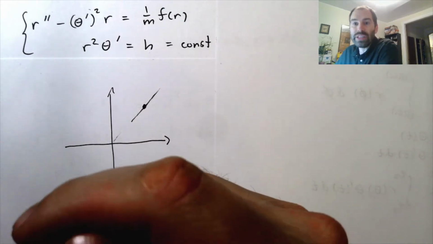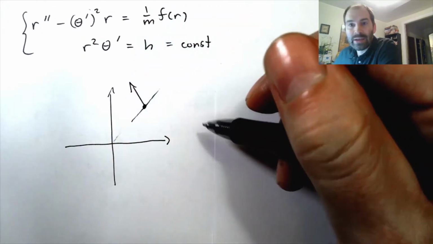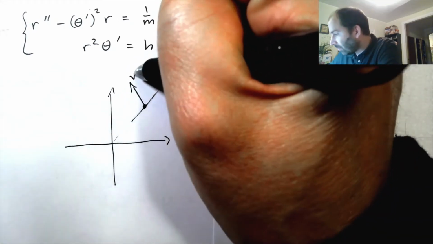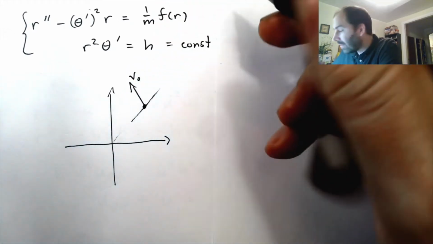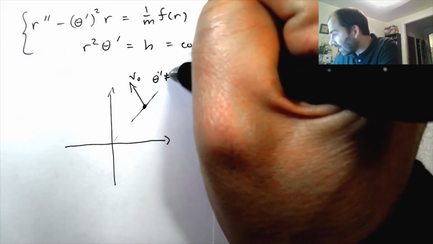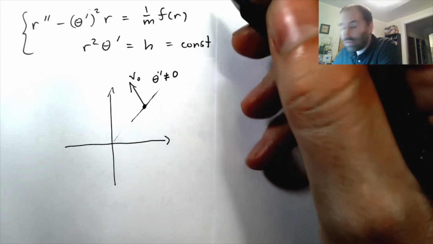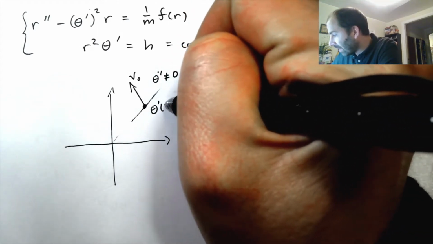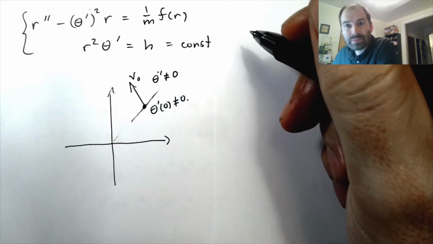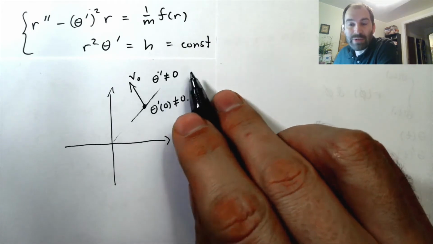So we are only interested in the case where the object has some velocity in some other direction. What that means is that theta prime is not equal to 0. Actually, all we really need to know is that theta prime at time 0 is not equal to 0. And from that, we can conclude that theta prime is never equal to 0.